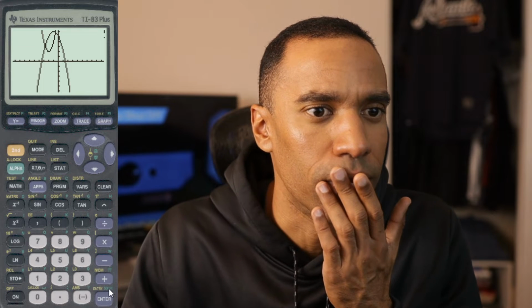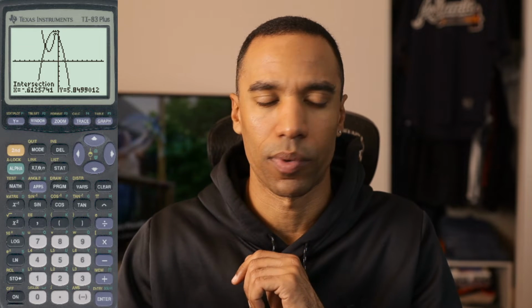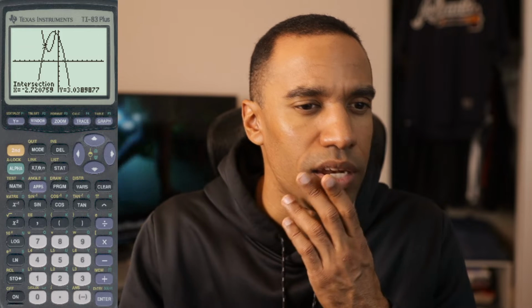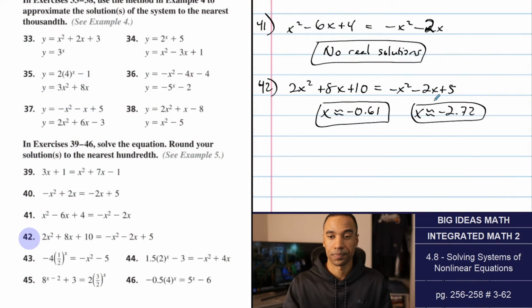So intersect. Let's see this top one. Negative 0.61. Negative 0.61. You don't have to see what I'm writing yet. You just have to hear what I said. And then the other one, option 5. Let's get closer to the other one there. Negative 2.72. Okay. There we go.